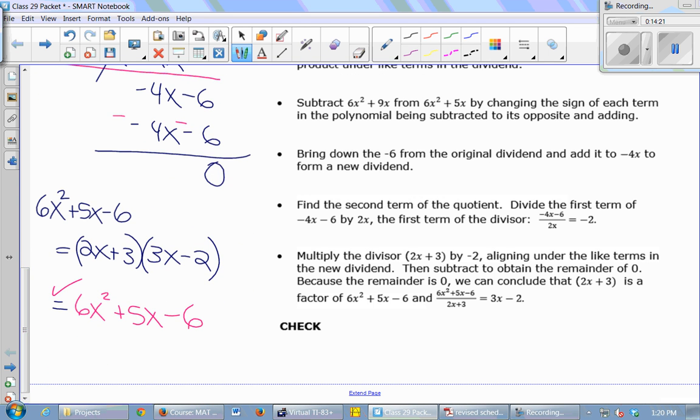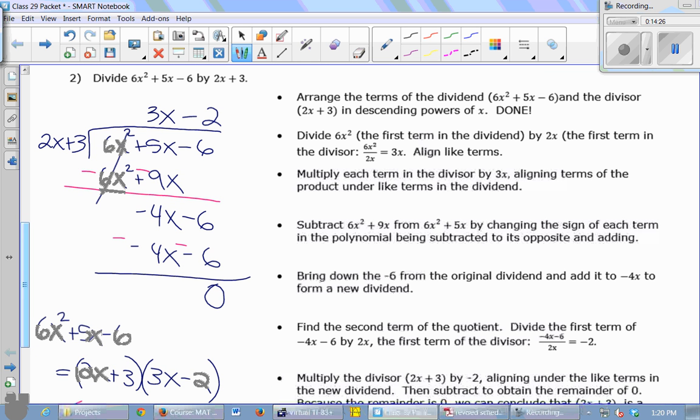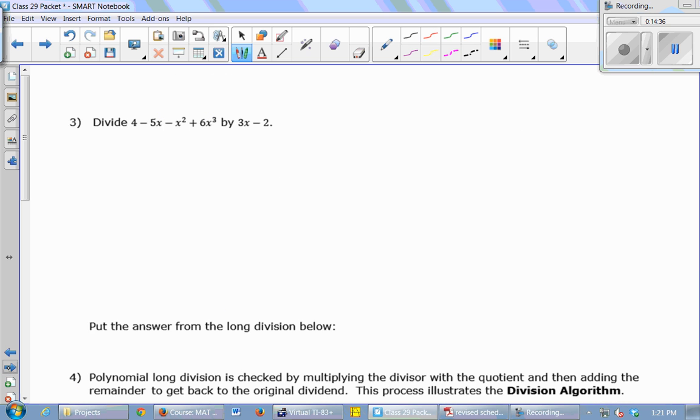But today, we're mostly focusing on this process of long division. Tomorrow, or Friday, we'll be pulling it all together to use it for factoring.